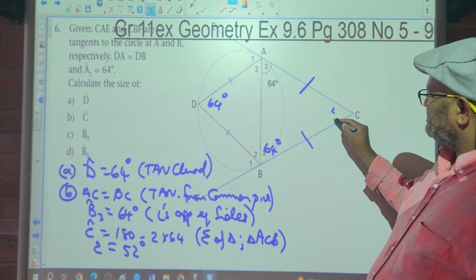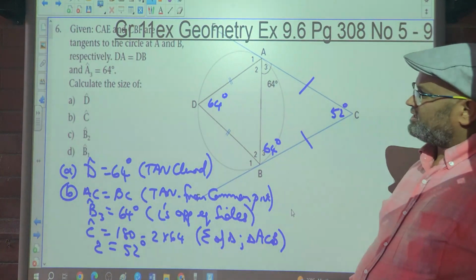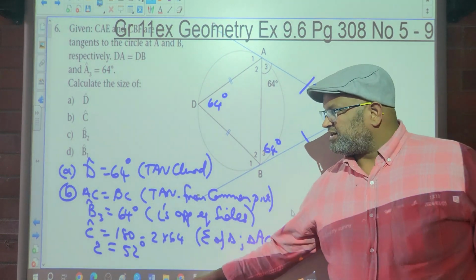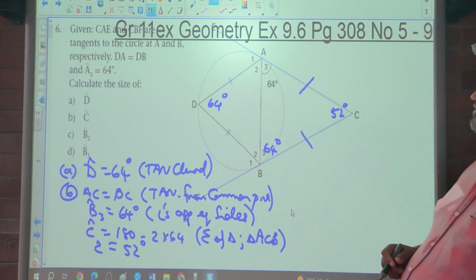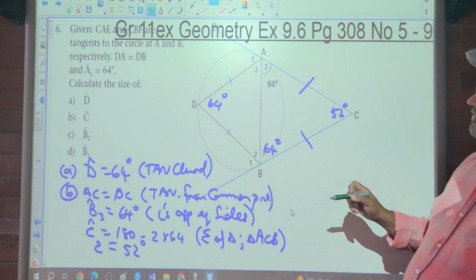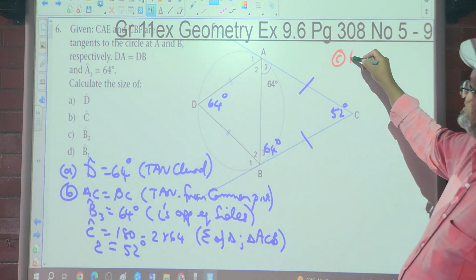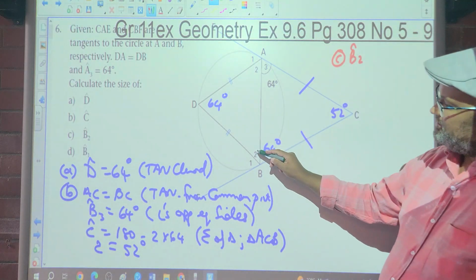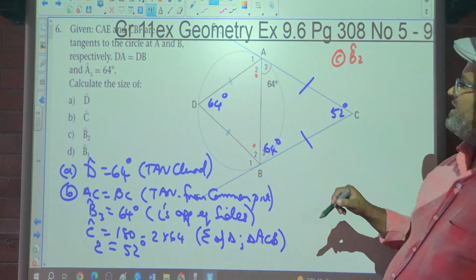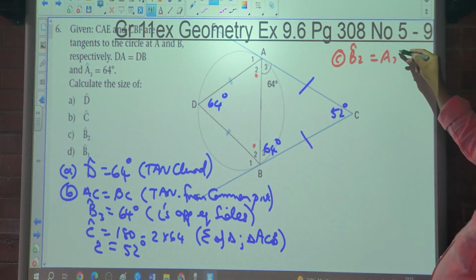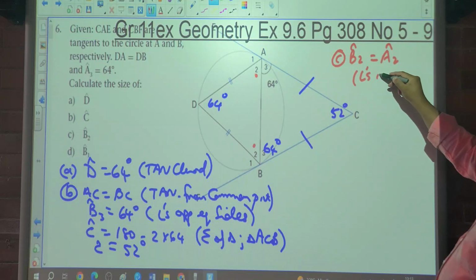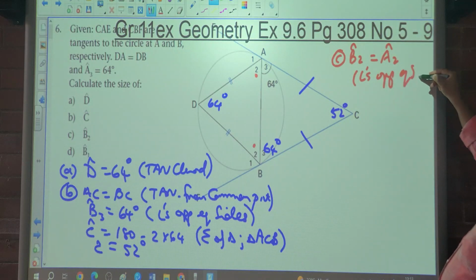There's 52 degrees. Then they want you to work out B2. But we know that angle B2 is the same as A2. Why? Angles opposite equal sides.